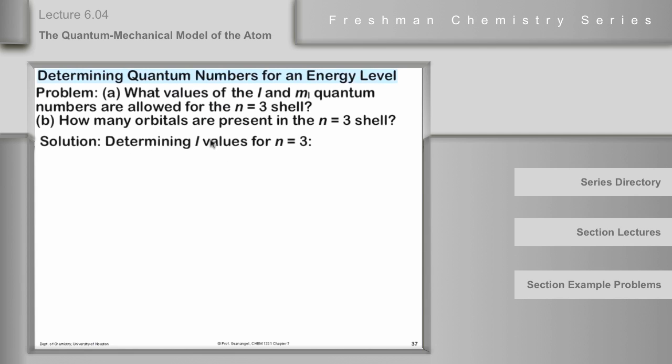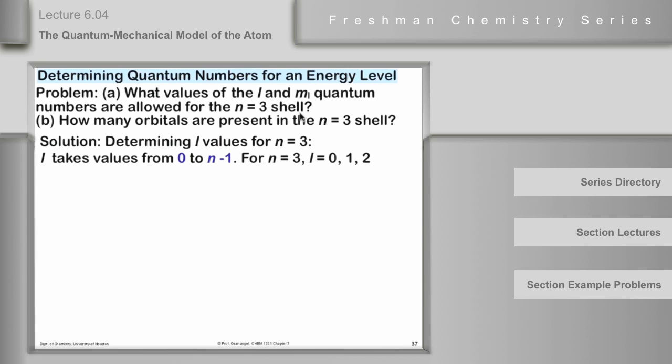So, if we look at the value of n equals 3 here, we have the possibilities for L going from 0 up to 2: 0, 1, and 2. For n equals 3, L can be 0, 1, and 2, right? Those L values are in every case representative of the subshells. So for the n equals 3 shell, L says you have 3 subshells: 0, 1, and 2.